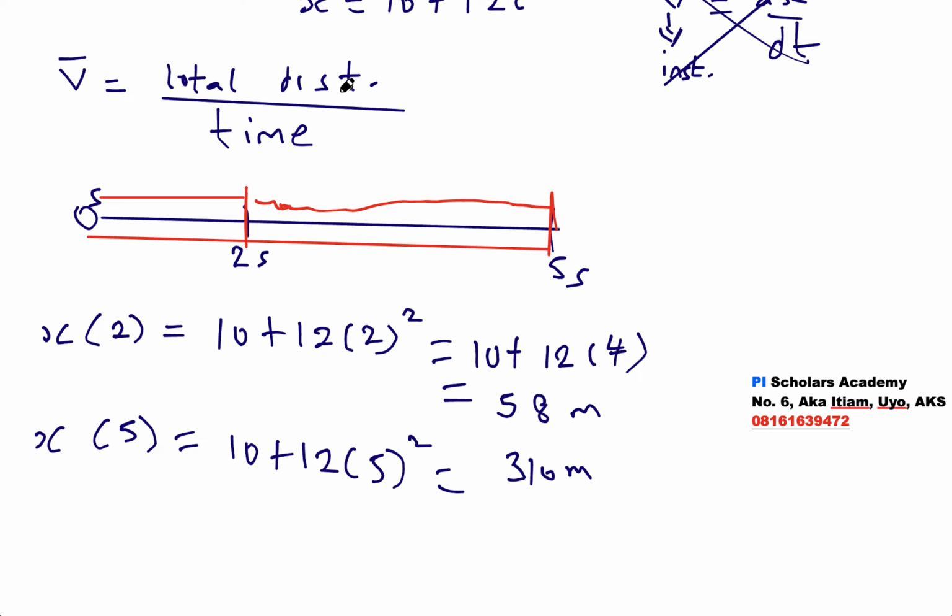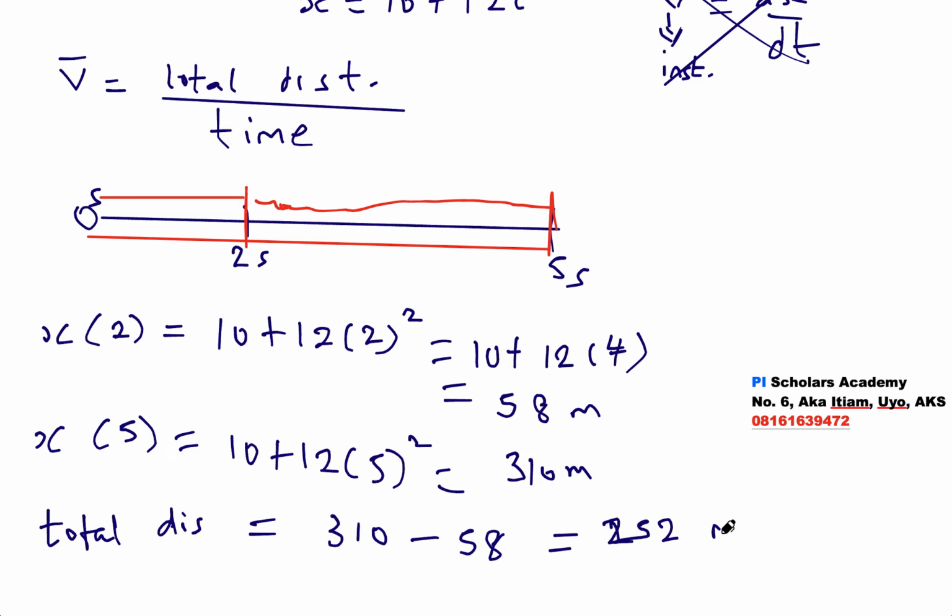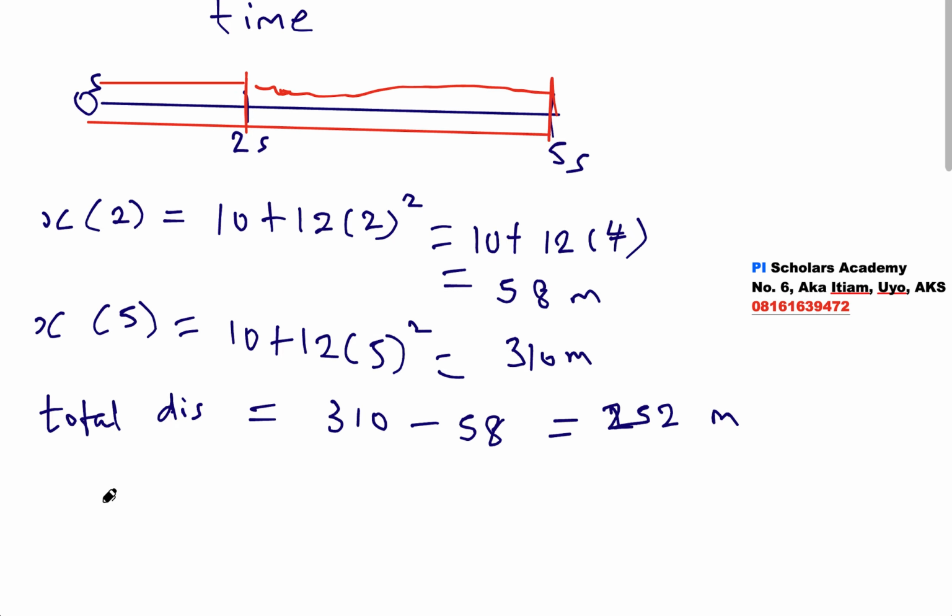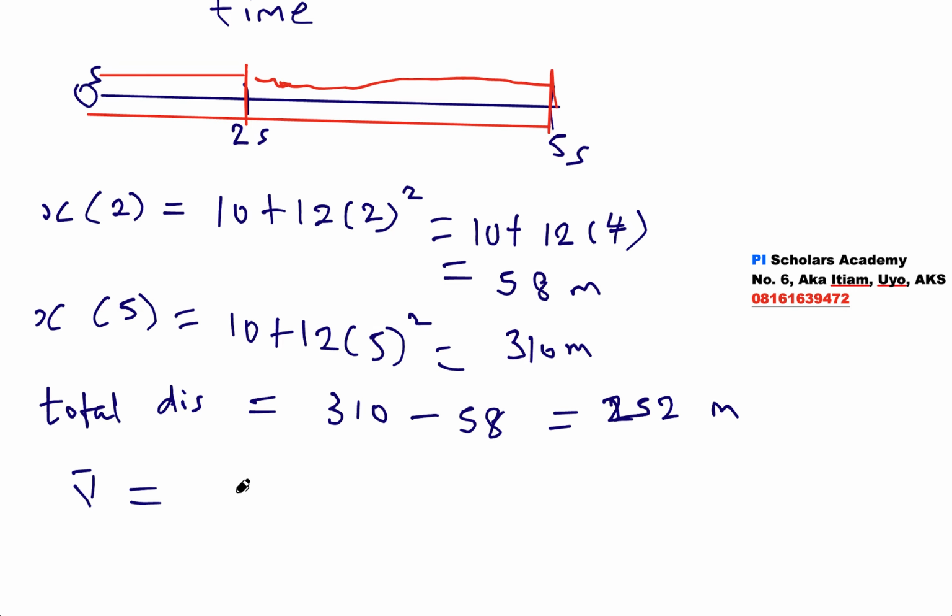Now, using this particular formula, the total distance covered between the time interval that was given will be 310 minus 58. That is the distance covered over 5 seconds minus the distance covered over 2 seconds. So 310 minus 58, that will be 252 meters.